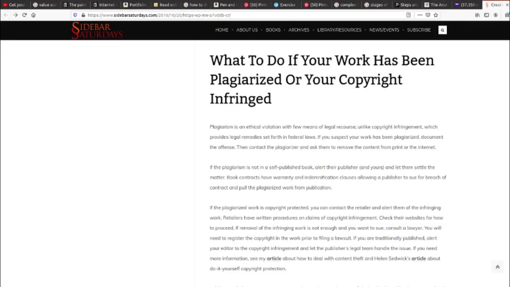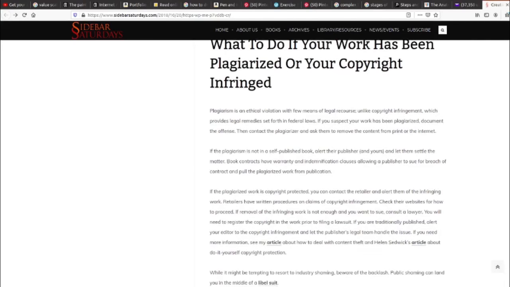Plagiarism is an ethical violation with few means of legal recourse. If you suspect this work has been plagiarized, document the offence. Then contact the plagiarizer and ask them to remove the content from print or the internet. You can then alert the publisher, if it's not a self-published book, and let them settle the matter. That's what you should do. That's what this chapter actually mentions. Dunn doesn't do this. Dunn makes this video. He puts together his case and sends it out there to let the mob deal with it.